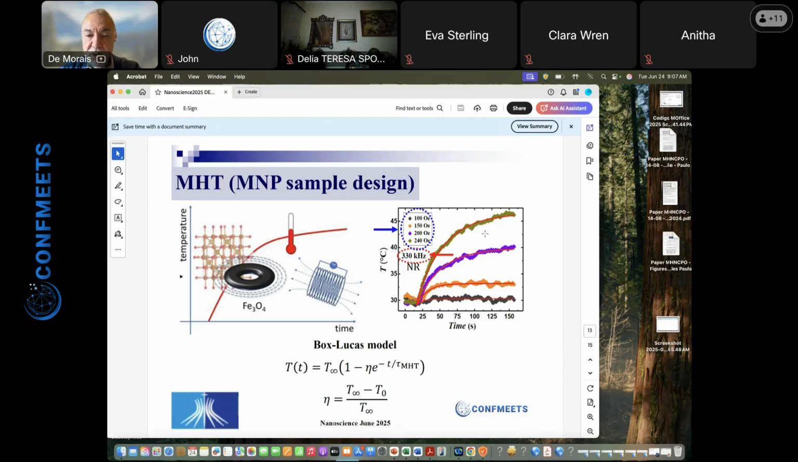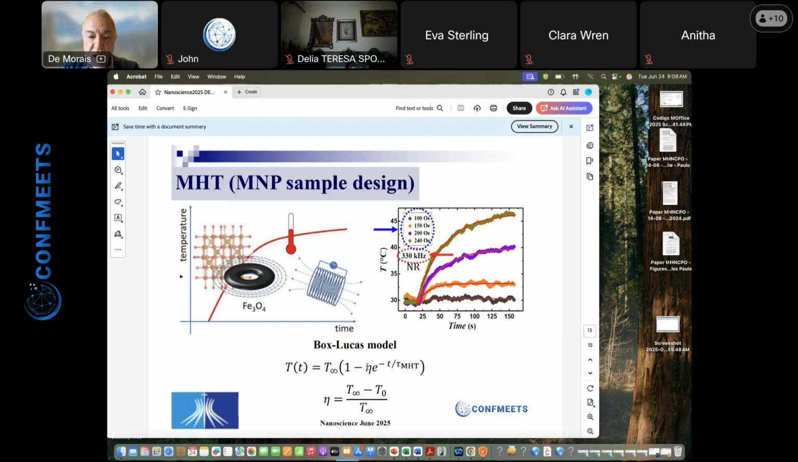And we performed all these 4 experiments, keeping the AC frequency at 330 kilohertz. And we changed the amplitude of the AC field from 100 Hertz up to 240 Hertz. And then you can see that between 200 Hertz and 240 Hertz, the asymptotic or operating temperature is exactly in the range between 40 and 45 degrees centigrade. So we can modulate the amplitude of the AC field to keep the desired operating temperature.